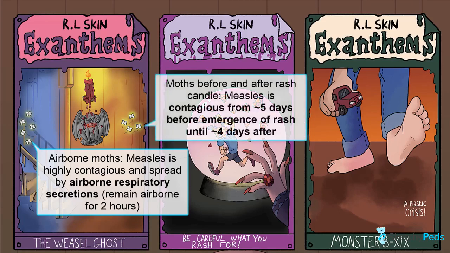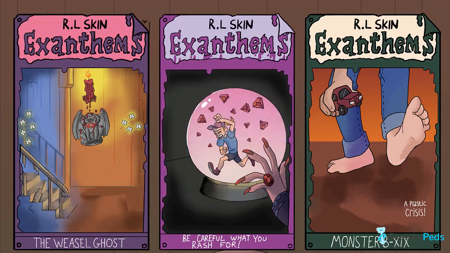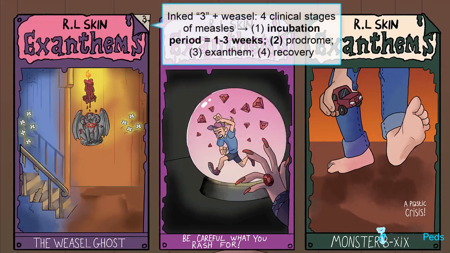Making it even worse, infected individuals are contagious from around 5 days before the emergence of the rash, and remain so until about 4 days after it appears, making it almost impossible to limit its spread. There are 4 clinical stages that describe measles progression. The first of these is the incubation period, which lasts 1 to 3 weeks, and is depicted by the number 3 in ink. Get it? Incubation in the upper right-hand corner, where the poster is dog-eared, like you're seeing a page number.